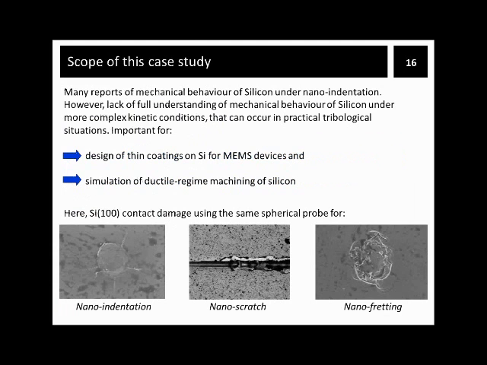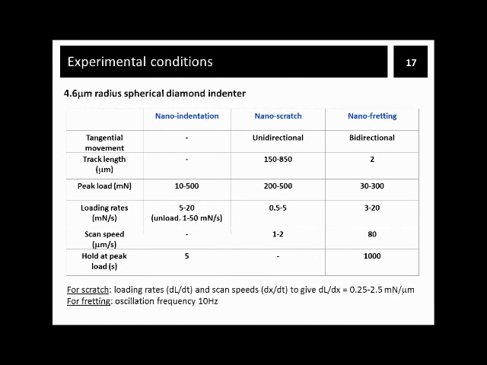Okay, so that brings me to the first case study, where we looked at comparison of nano-indentation, nano-scratch, and nano-fretting of silicon using the same spherical probe. The rationale for that work was really lack of full understanding of mechanical behavior of silicon under more complex kinetic conditions that can occur in practical tribological situations.